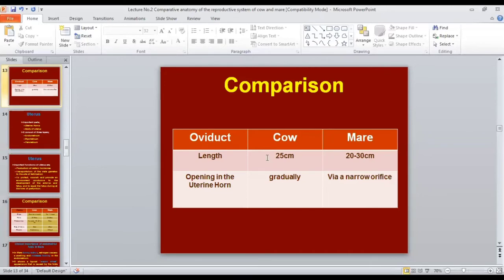So as for the comparison, from the clinical point of view, this difference is not very important for a clinician, as you know that the normal oviduct is not palpable in both animals. The main difference you should know is in the opening into the uterine horn: the oviduct opens gradually in the cow, but in the mare, its opening is through a narrow orifice. From the clinical point of view, the comparison of the oviduct is not that important, but theoretically you should know.